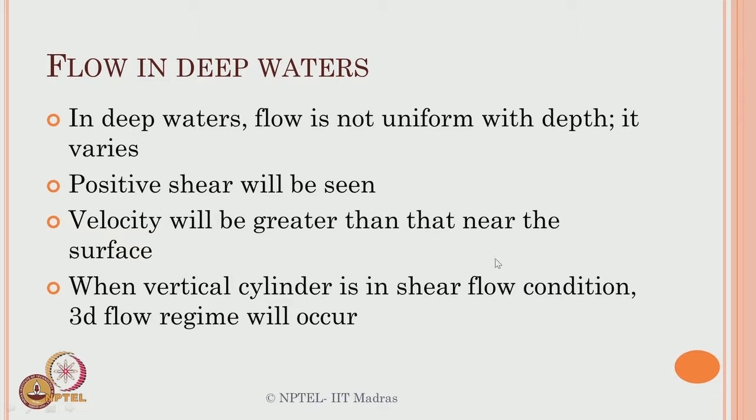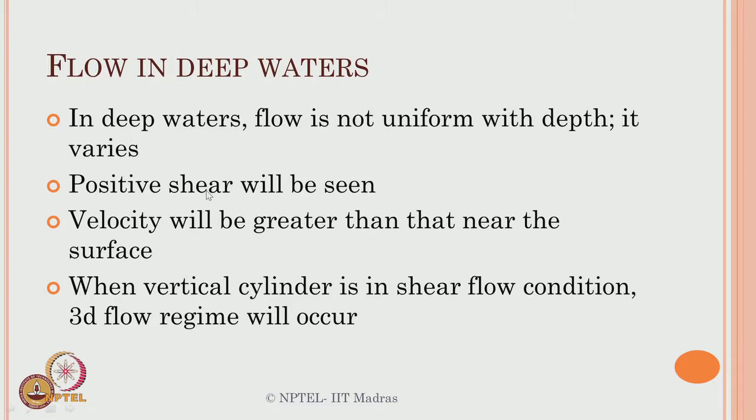When we move on to shallow, medium to deep waters, then the flow field slightly gets altered. In deep waters, the flow is not uniform with the depth, it varies. We all know that because the water particle velocity and acceleration keeps on changing with respect to depth. It is maximum at the mean sea level and it is practically 0 when it goes to the seabed. Positive shear will be generated.